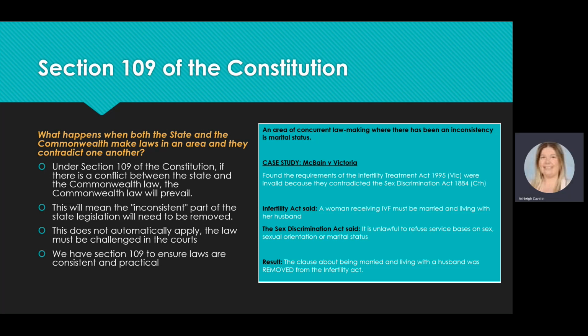The result? Well, the clause about being married and living with a husband had to be removed from the Infertility Act. Not the whole Infertility Act is destroyed because there are valid pieces of that legislation that are needed, but the part which discriminated against women being unmarried or in a same-sex relationship was removed.